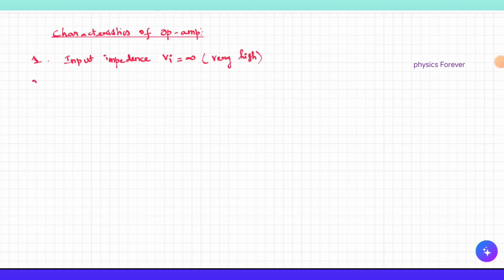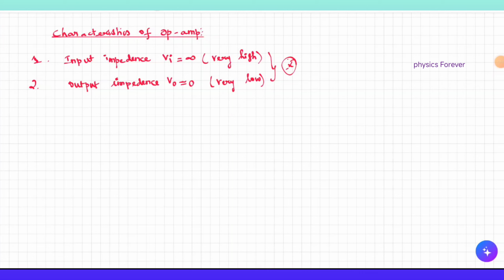Then second, output impedance. Output impedance is very low. This is most important, sometimes asked in exams.